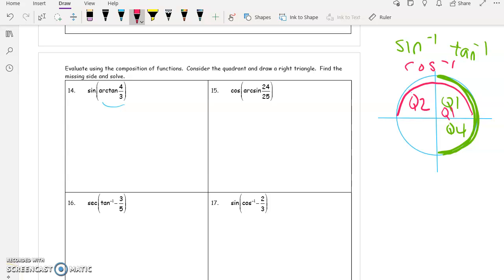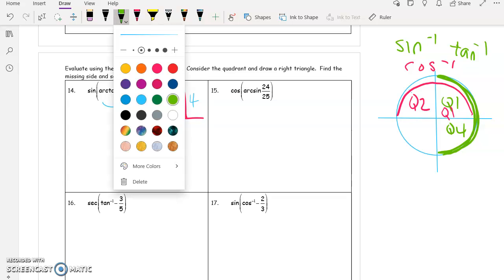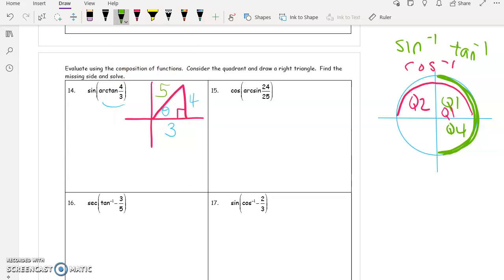So for number 14, we are going to draw a triangle in quadrant 1 because arctan is positive, and theta goes here, and tangent is opposite over adjacent. So what you are doing is you're saying, all right, the trig relationship of your angle, 4/3, you are trying to find what the angle is that has the relationship of tangent, opposite over adjacent. So this is a right triangle, so we are going to use the Pythagorean theorem to find the hypotenuse. If you notice quickly, this is a 3, 4, 5 triangle. If not, just use the Pythagorean theorem.